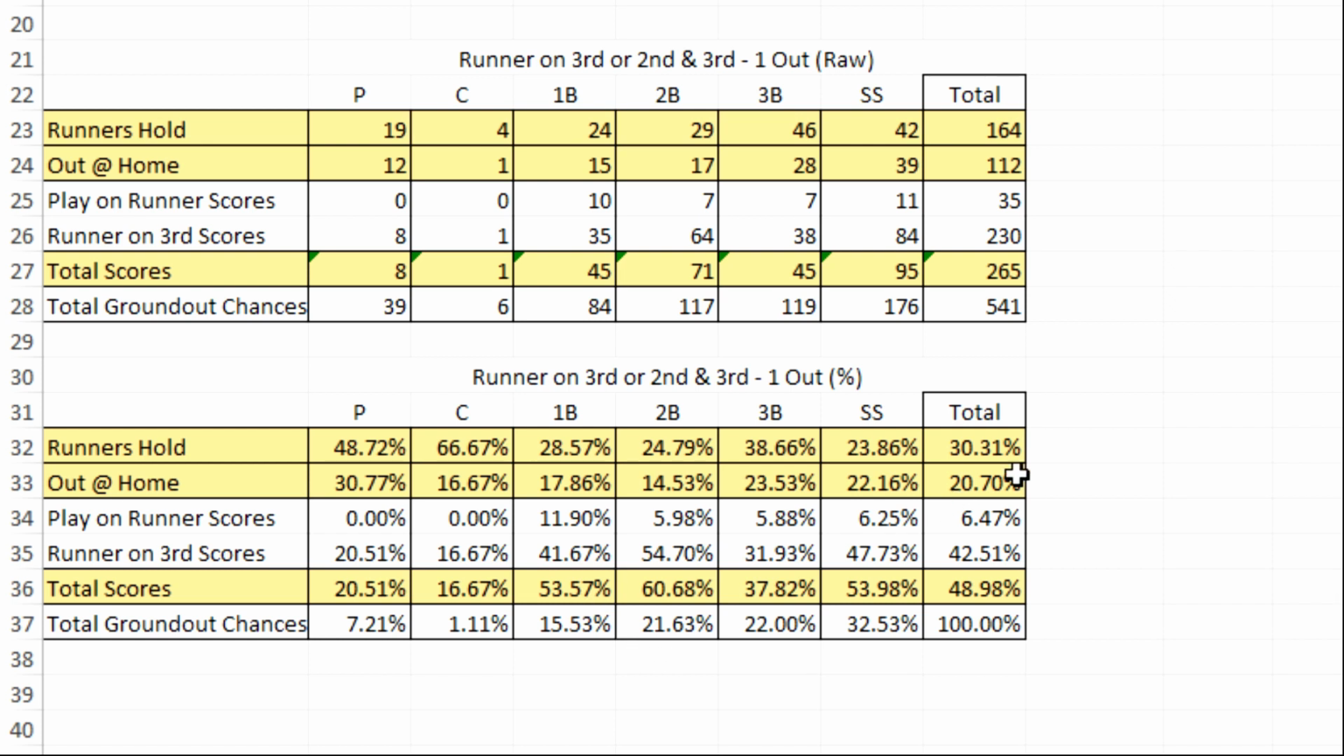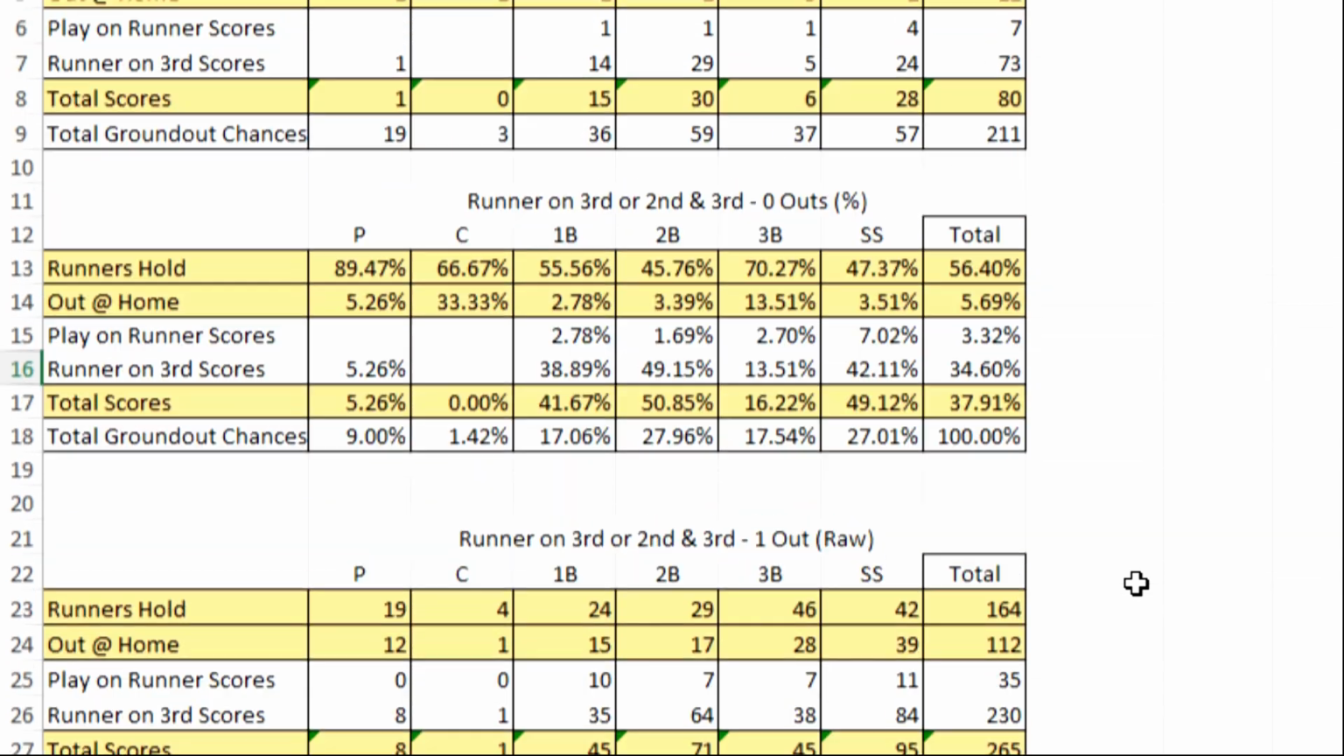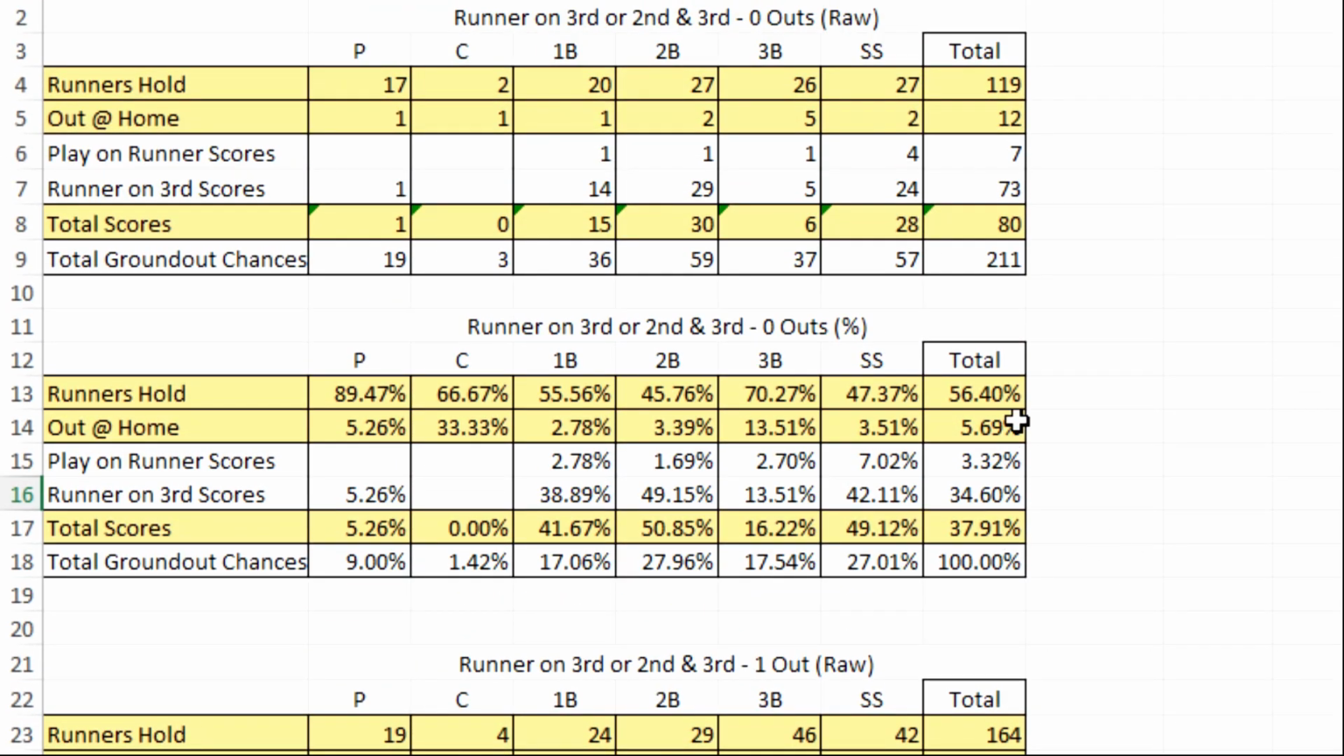If we combine the outs at home and total scores, 7 out of 10 times the runner on third is going to be trying to score with one out. Whereas less than half the time is the runner on third going to try to score with no outs.